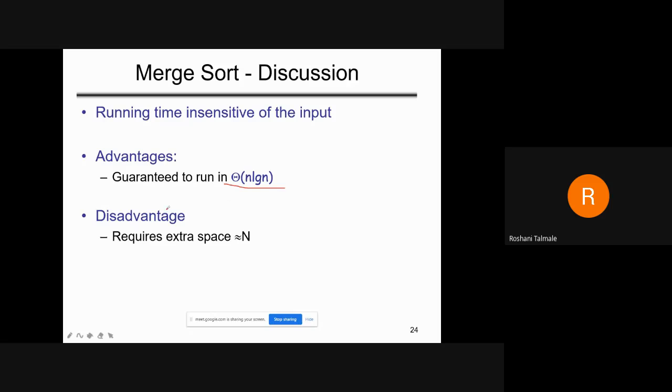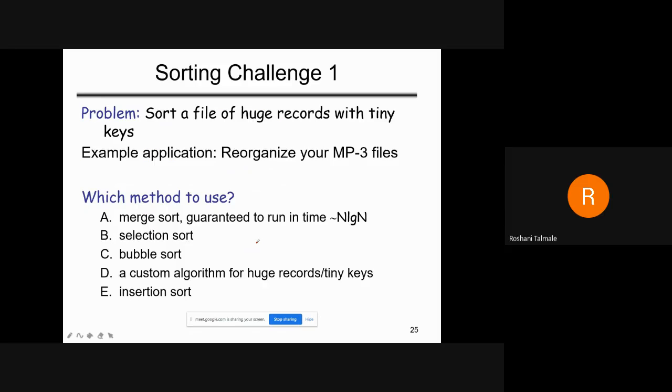Okay. And what are the disadvantages of this one? It requires extra space. We require the extra space to save the sub arrays. जब जितने आप arrays divide करोगे उसको save करने के लिए we require the extra space. But we use n log n as the complexity. Okay. So hope you got up to this one.